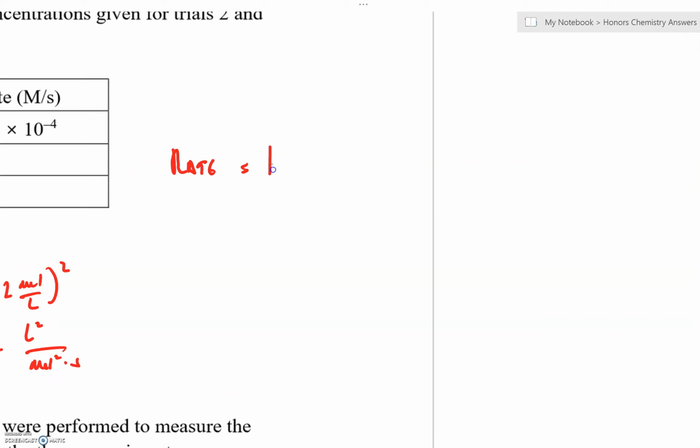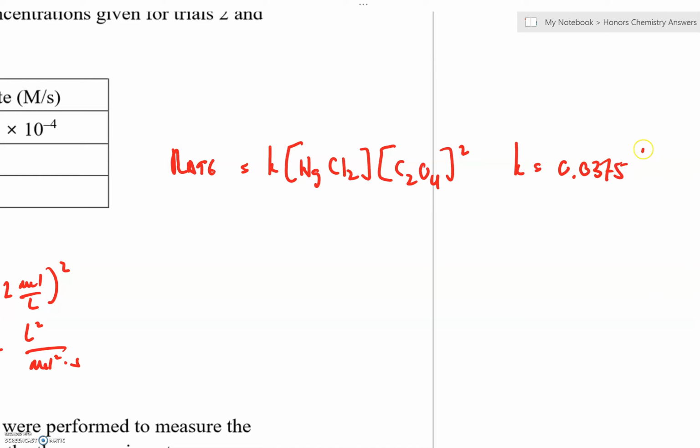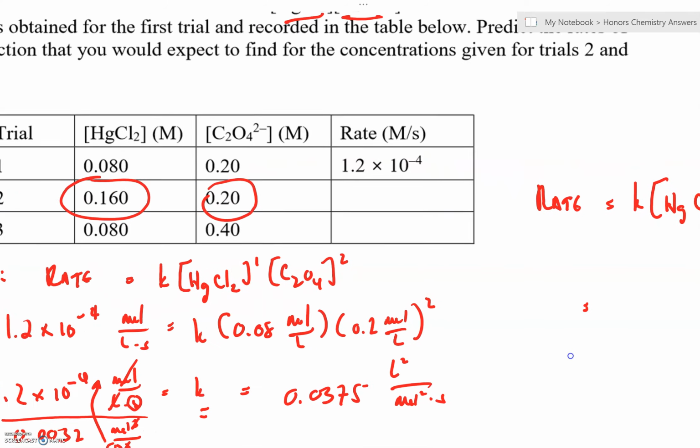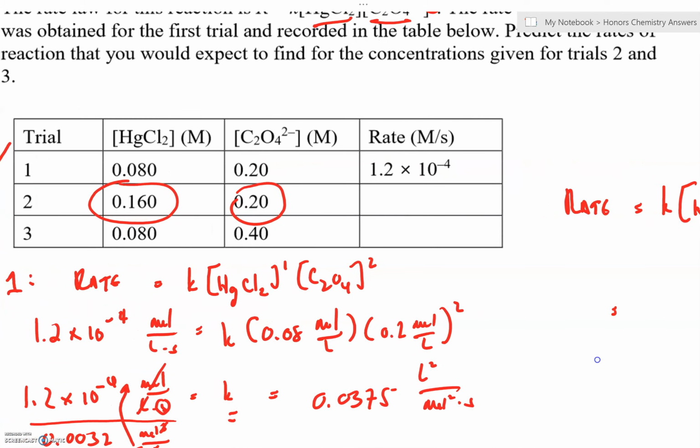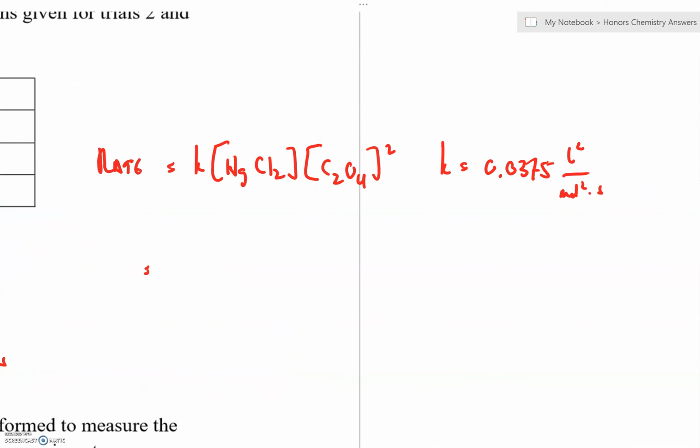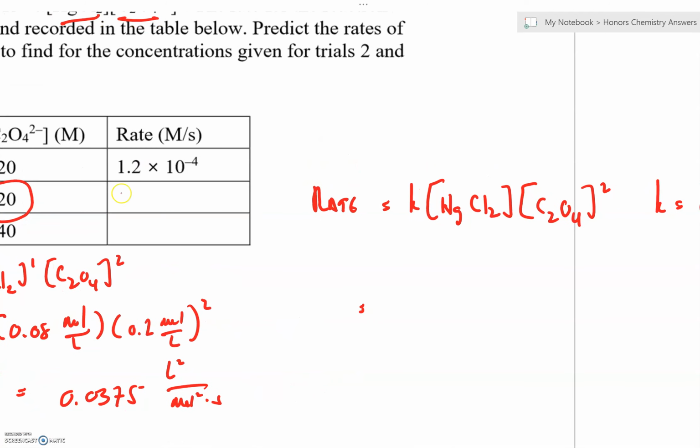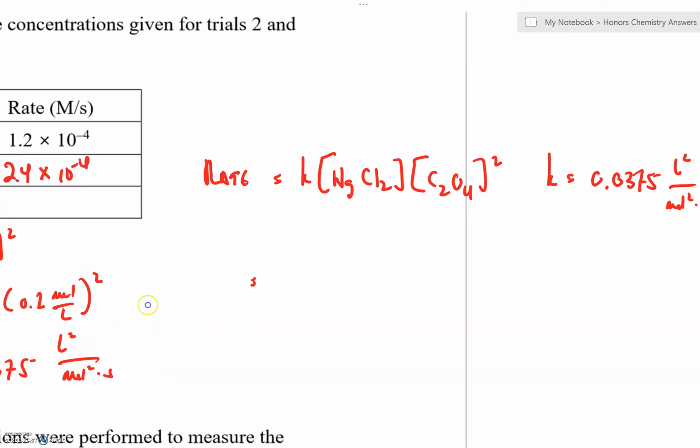We know that the rate law for this reaction looks like this, where K, the value and units of the rate constant, is 0.0375 liters squared over moles squared seconds. Let's find out what the rate is when we plug these values in for experiment 2. We already know the answer. We already know it's going to be 2.4 times 10 to the negative 4. We did that just by estimating. Now we're going to do it for real.